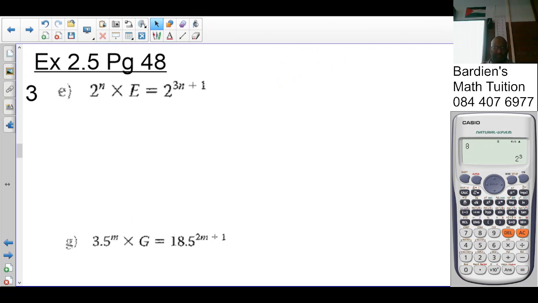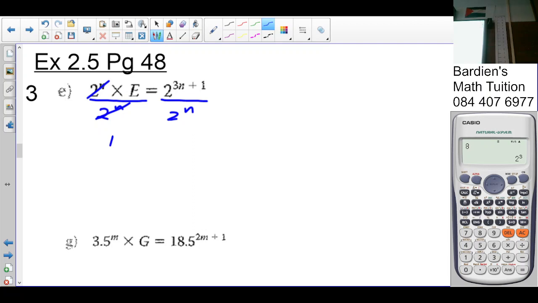Alright, so the question says, find the value of the missing factors A to H that will make these statements true. So, to make E the subject of the formula, or to get E standing on its own, I must divide both sides by 2n. So that cancels. So E is equal to, when we're dividing and bases are the same, what do you do to the exponents? You subtract, so it's 2 to the 3n plus 1 minus n. So it's 2 to the 3n minus n, 2n plus 1.